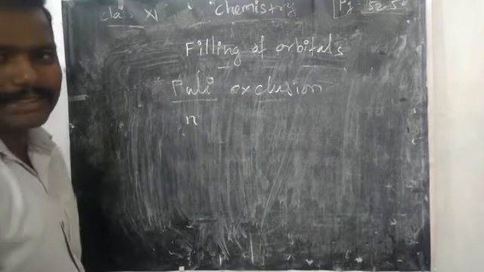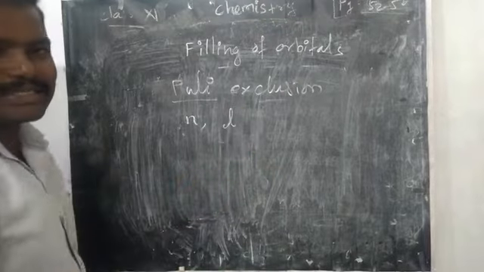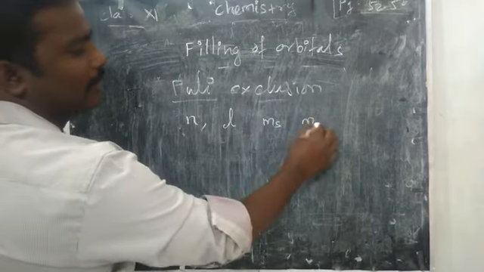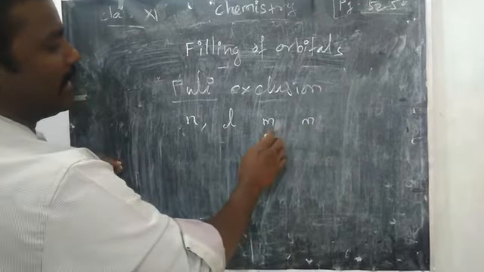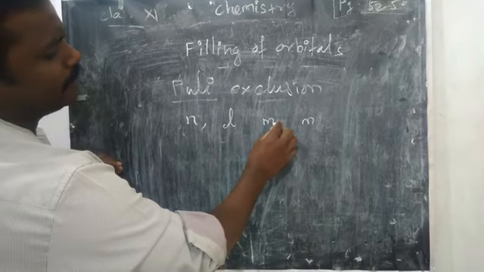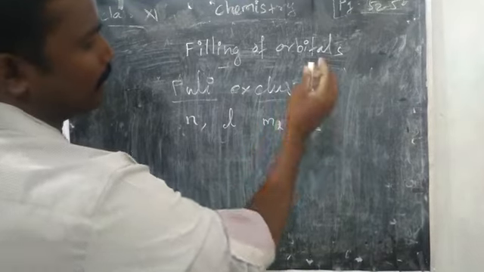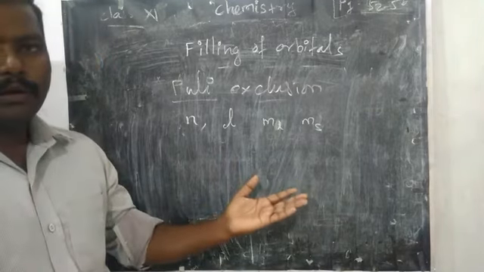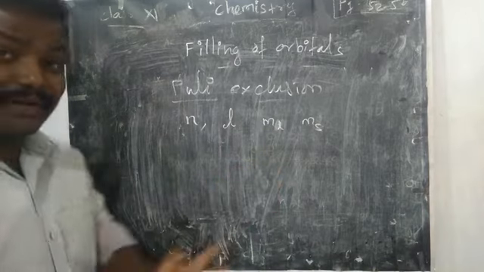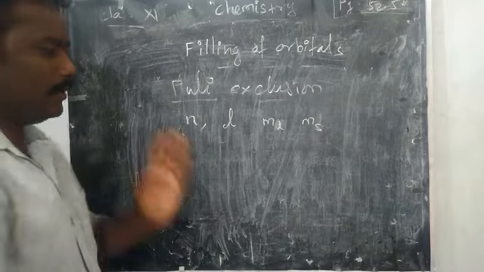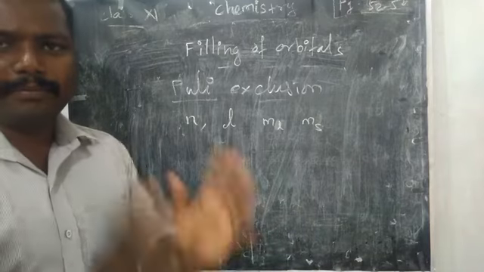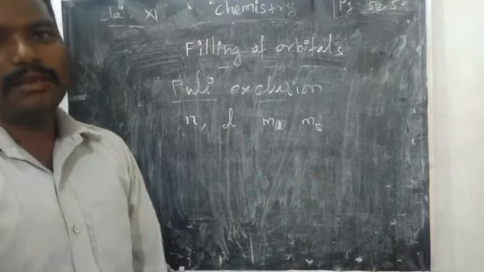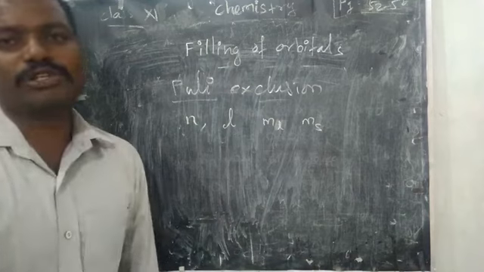Principal quantum number is called n, azimuthal or subsidiary quantum number l, then magnetic quantum number m, then spin quantum number s. By using this, if you take any two electrons, they may even have the same energy, but any two electrons in an atom may not have all these four quantum numbers with the same values. That is Pauli's exclusion principle.